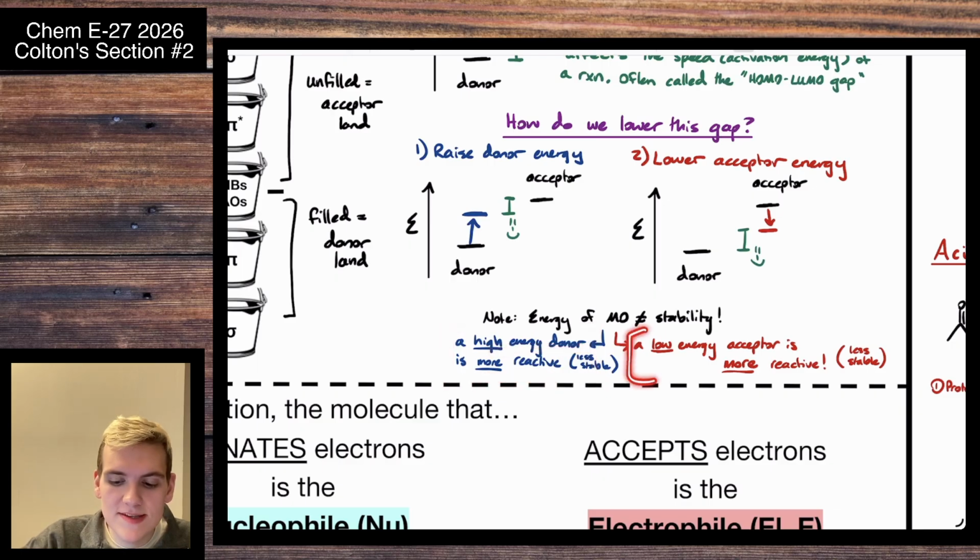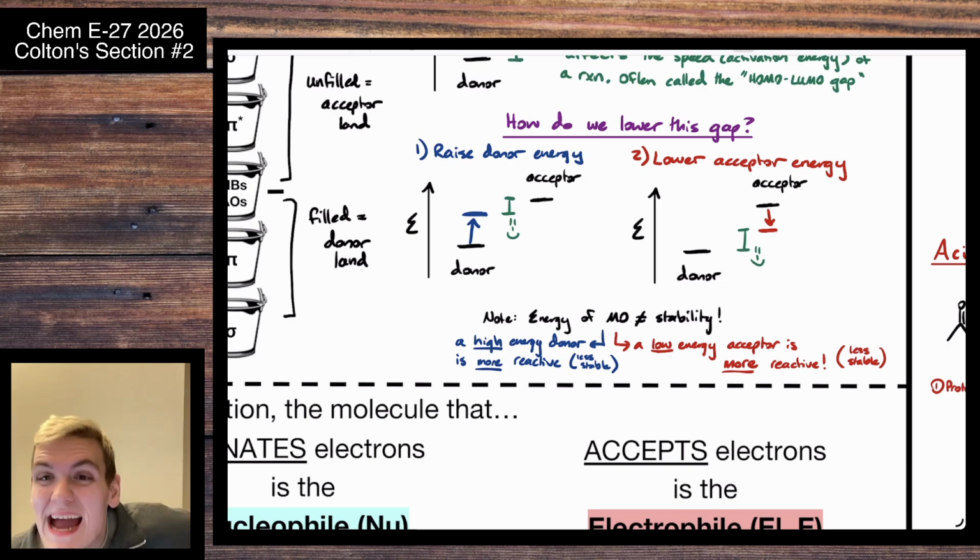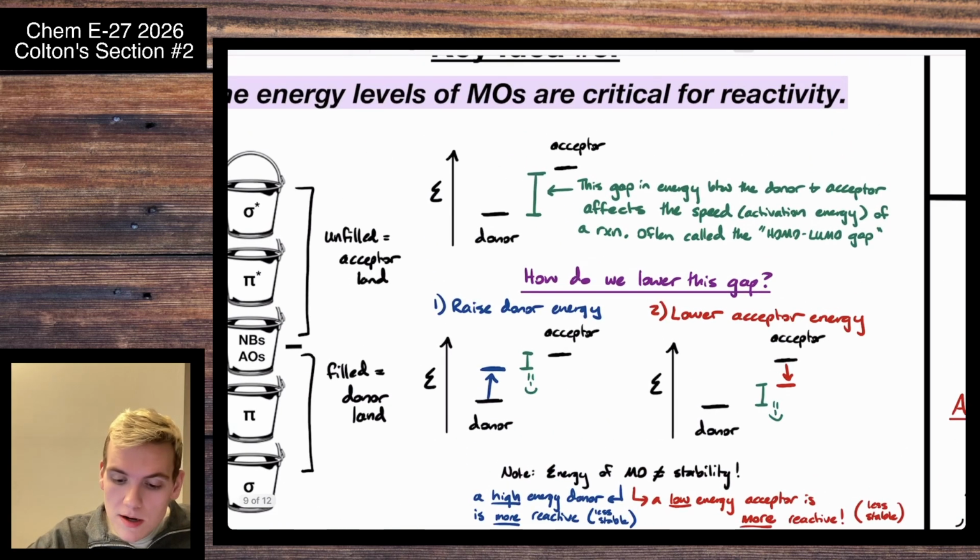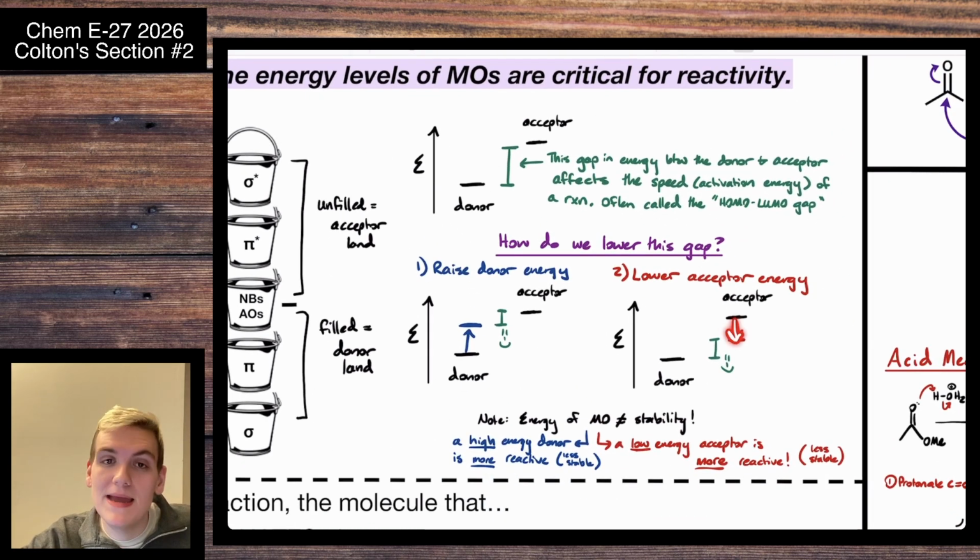But with acceptors, it's flipped. A low energy acceptor is the one that's more reactive. And so it's not about stability for being reactive as an electron acceptor. It's about reactivity. And when we lower the energy level of our acceptor, we make it more reactive.